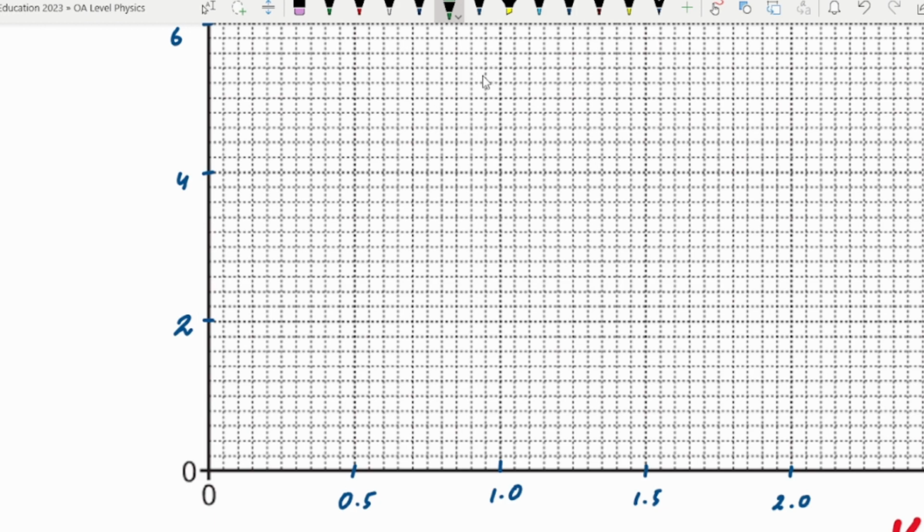Okay, so let me just change the color here. So this one would be 0.1. This one would be 0.2, 0.3, 0.4. Only then we can have 0.5 at the 10th line. So for 0.2, we'll be at the 4th line.